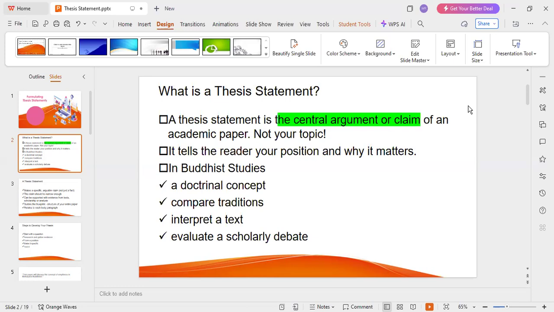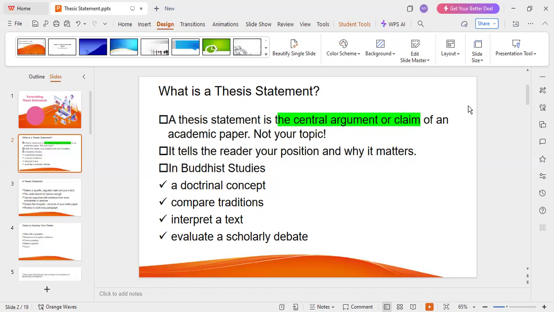And also, if you are going to evaluate a scholarly debate, right? An existing scholarly debate. So then, if you are going to take the side of one specific set of scholars, if you are taking a side on a contested interpretation, right? Or else if you are going to criticize a scholarly method or a scholarly opinion, then you can state it in your thesis statement.